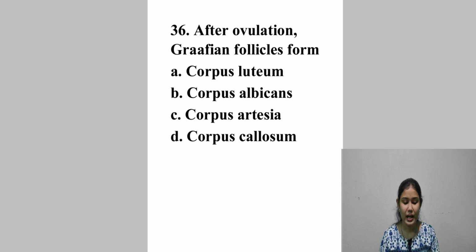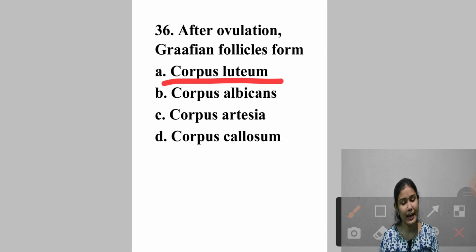After ovulation, Graafian follicles form A. corpus luteum, B. corpus albicans, C. corpus artemisia, D. corpus callosum. ओके, सो ओव्यूलेशन के बाद ग्राफियन फॉलिकल्स क्या फॉर्म करते हैं? दे फॉर्म कॉर्पस लुटियम. ओके, सो आंसर विल बी ऑप्शन ए.